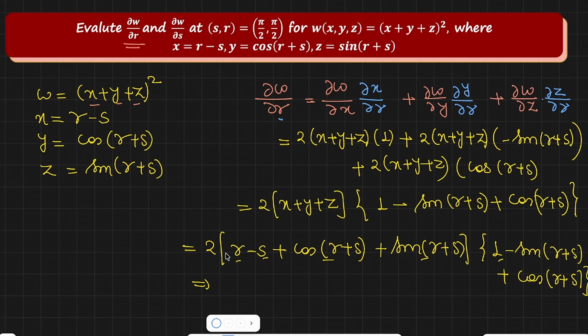Now it is saying find the value at (π/2, π/2). Then what to do? Instead of solving, you simply put π/2 here.